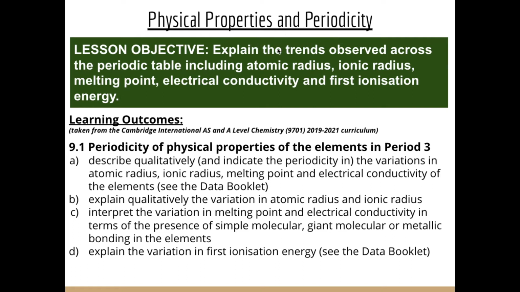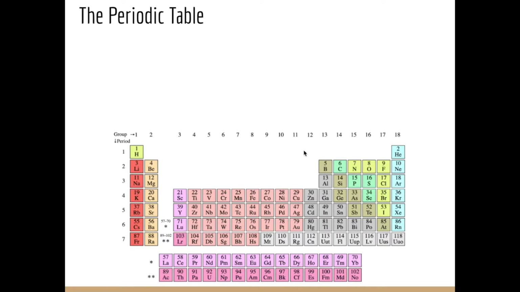For our lesson objective, we're going to explain the trends observed across the periodic table, including atomic radius, ionic radius, melting point, electrical conductivity, and first ionization energies, where we have our learning outcomes as always from the Cambridge curriculum just below there. So the periodic table is quite a feat of human genius.